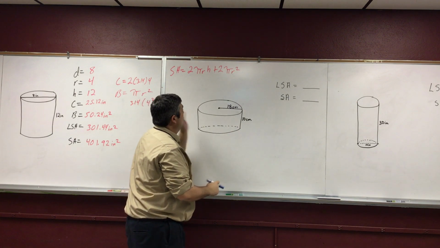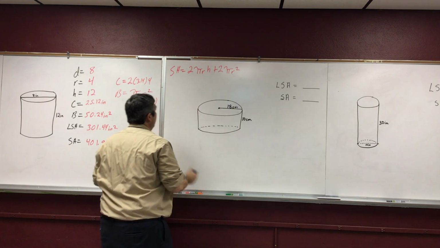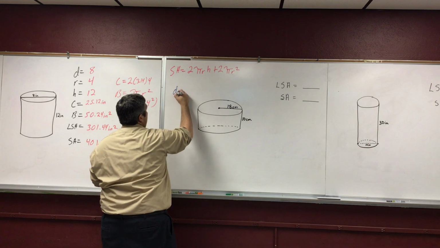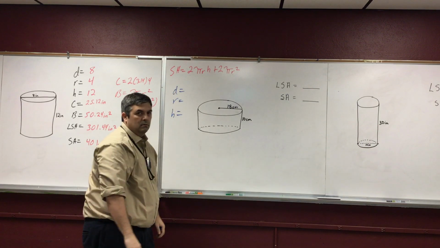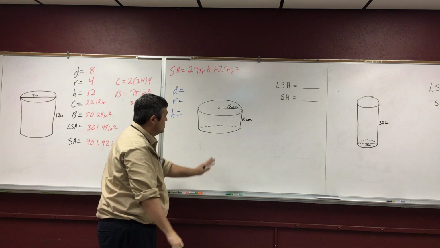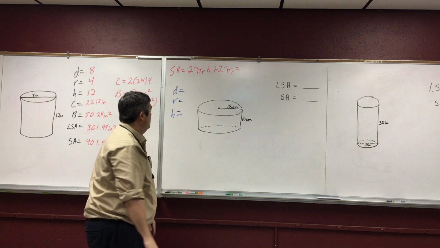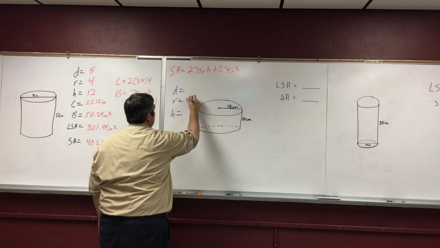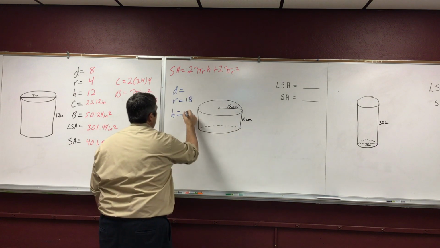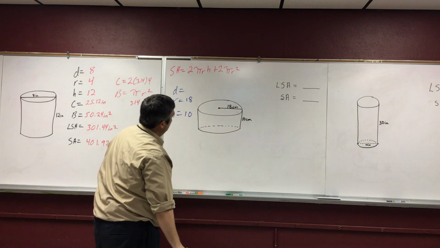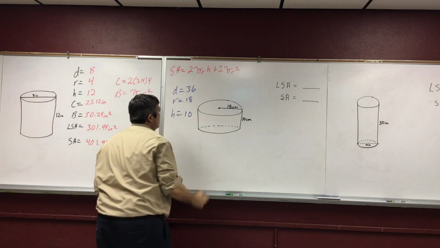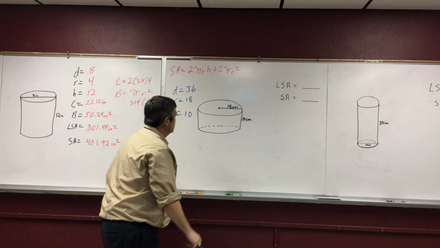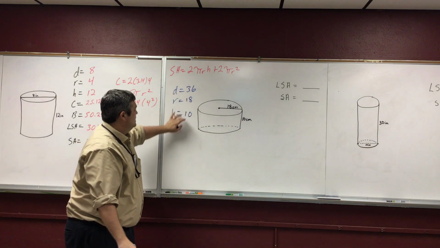First things first, what did they give me? Diameter, radius, height. Every time, just so you don't mess anything up. Well, my radius is 18. My height is 10. And my diameter must be 36. So 36, 18, 10.